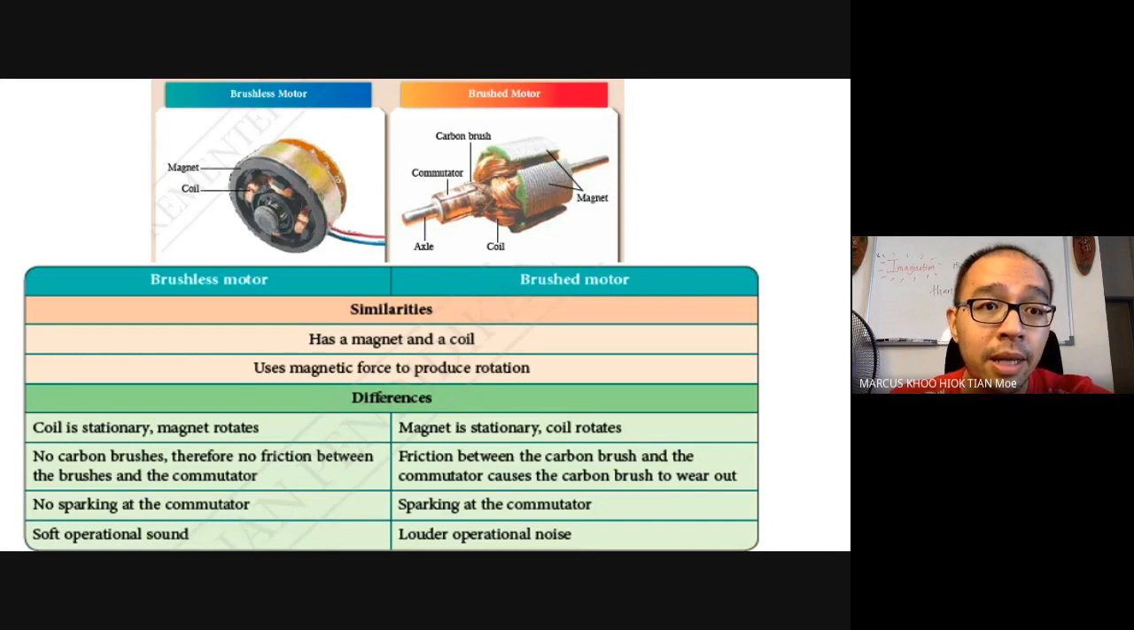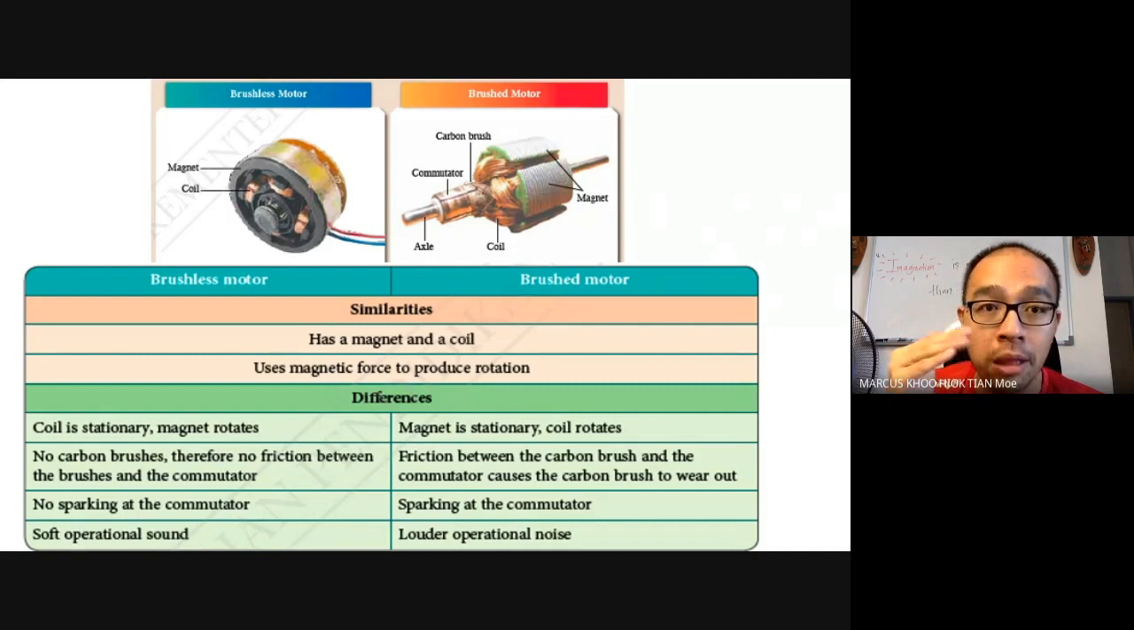So these are the similarities and the differences between both motors. The brushed motor and the brushless motor both have a magnet and a coil, and they both use magnetic force to produce the rotation. The combination of the magnetic fields will produce the rotation. But these are the differences. In the brushed motor, on this side, the magnet is the one that stays still. The coil is the one that rotates, just like the one that we're doing.